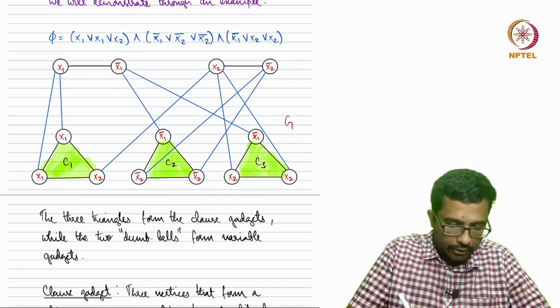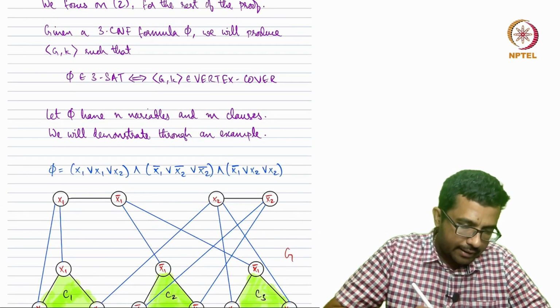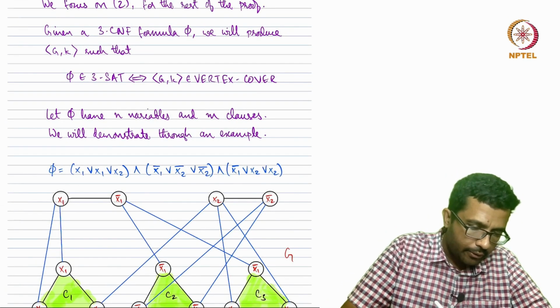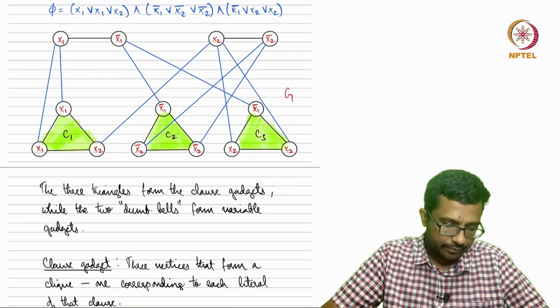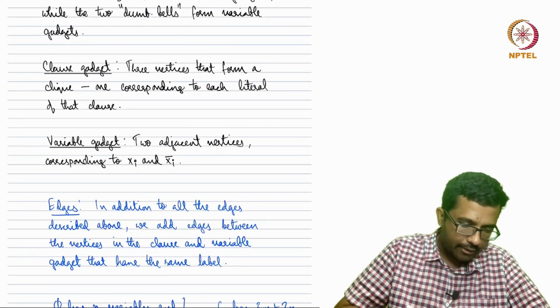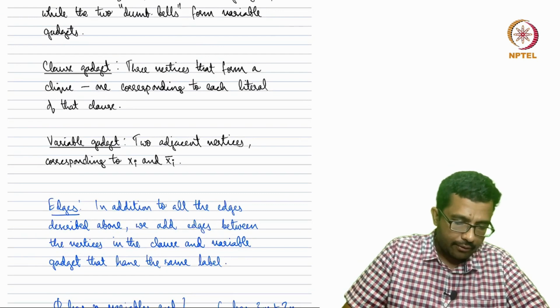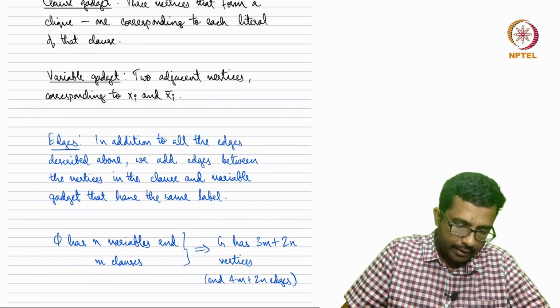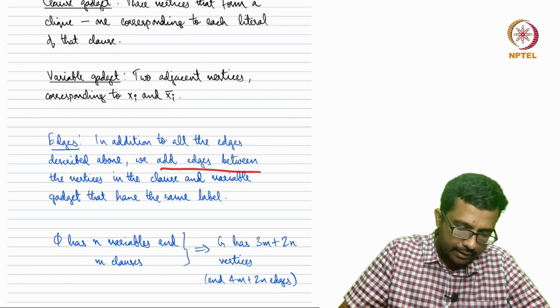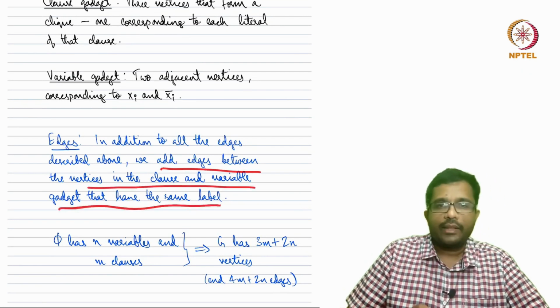Now to get the instance, all that we have to do is to determine K, or tell what K is. So this is explaining whatever I just said. 3 vertices form a clique, and 2 adjacent vertices in the variable gadget, and these are the new edges. We add edges between the vertices in the clause and the variable gadget that have the same label.